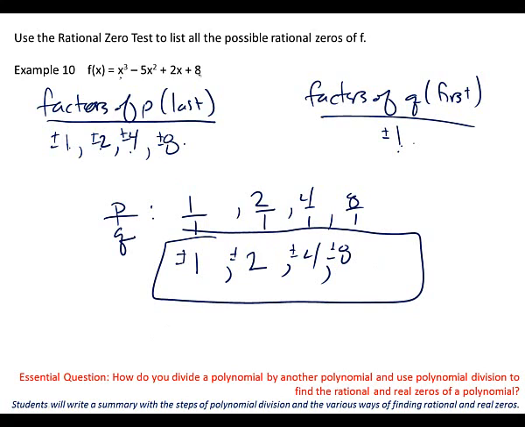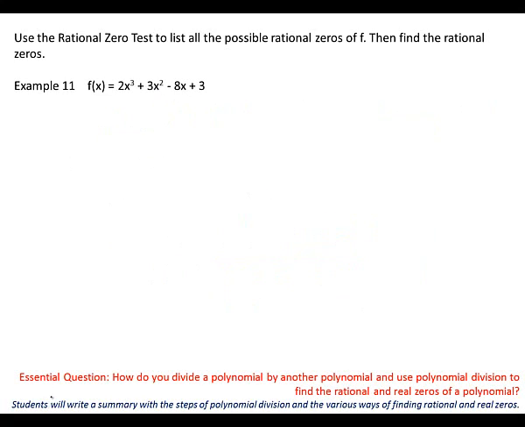How did I get the factors of p? What times what is 8? Think about doing a factor tree, but I ask myself what times what is 8. Okay? All right, let's look at 11.